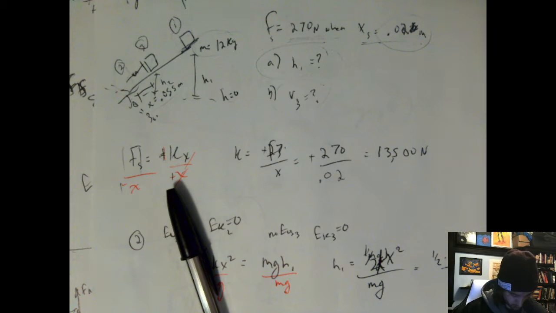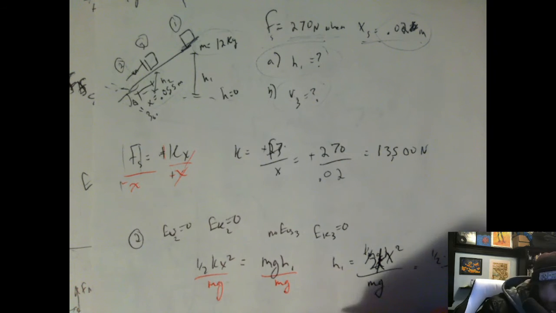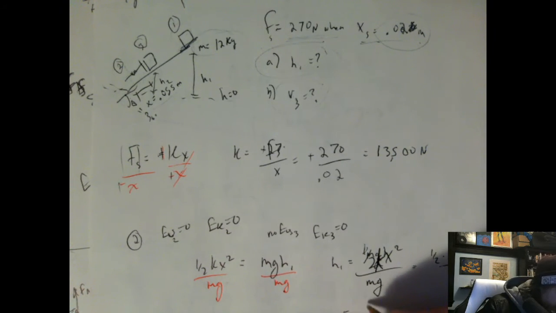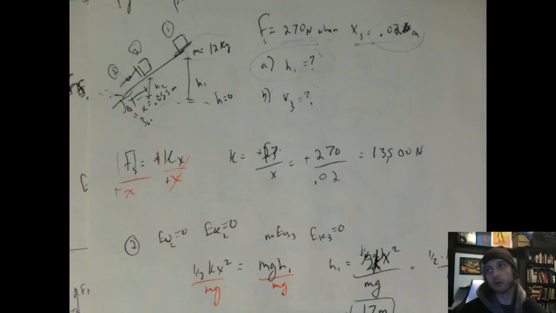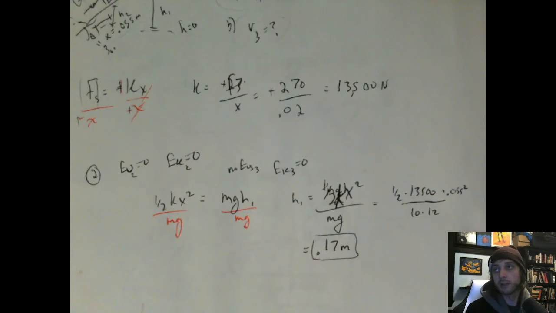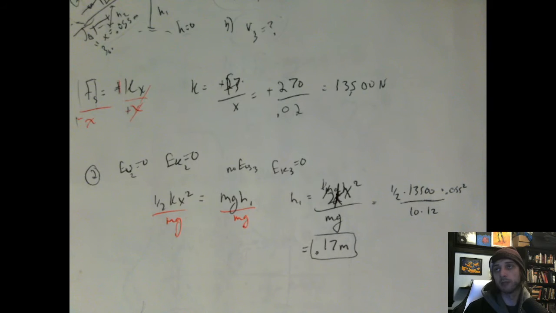Which is 0.5 times 13,500 times 0.055 squared divided by parentheses, well, I can just do 120, gives me 0.17 meters. So our first spot on our hill is 0.17 meters above where we started.